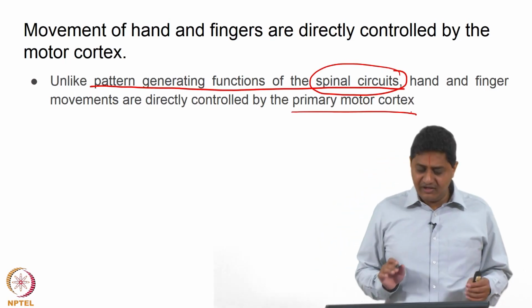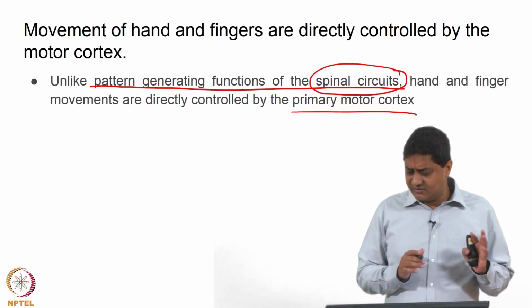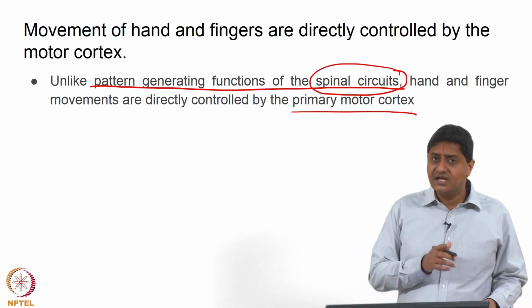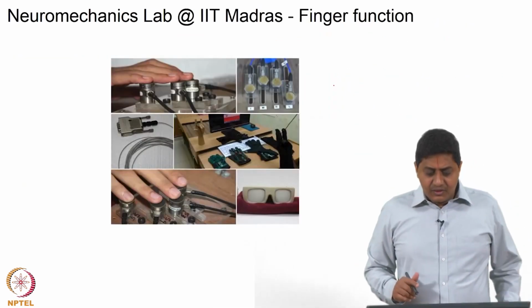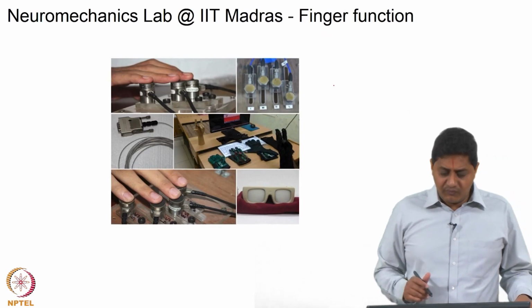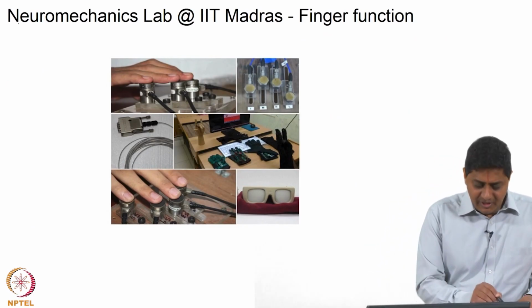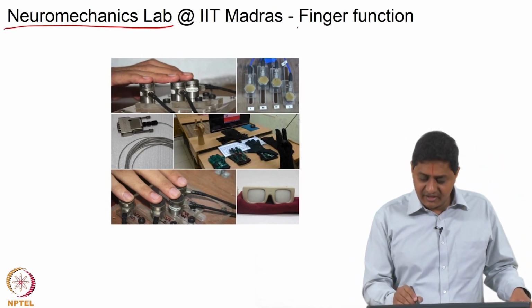So, very unique feature in humans this, and of course, let us not get into the controversy of the presence of spinal pattern generators in humans, that is a different topic. So, where do we stand? What is our own work here? So, in neuromechanics lab at IIT Madras, which is my lab, we study finger and hand function.